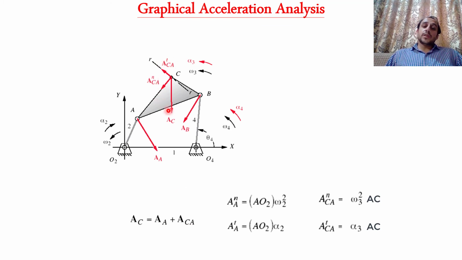Since we developed this mechanism, it means we know the length AC. अगर हमें लेंथ AC पता हो तो हम क्या ये नॉर्मल कंपोनेंट का मैग्नीट्यूड निकाल सकते हैं? Yes, we can, because we know the angular velocity of this link. So the normal component of acceleration is equal to what? That is equal to the magnitude multiplied by square of angular velocity. So since we know omega 3, since we know length AC, so we can easily calculate what?